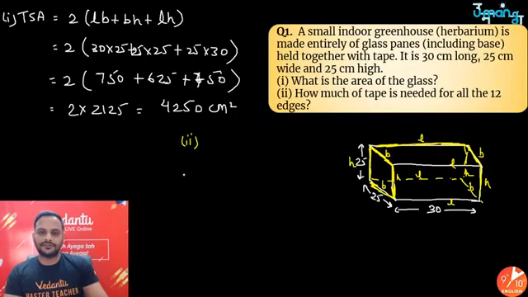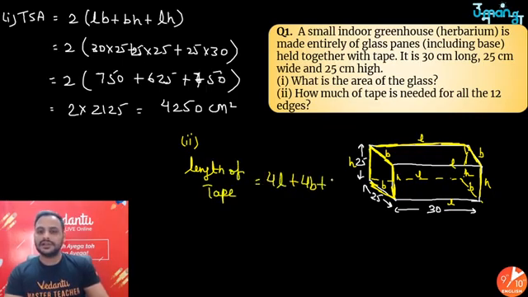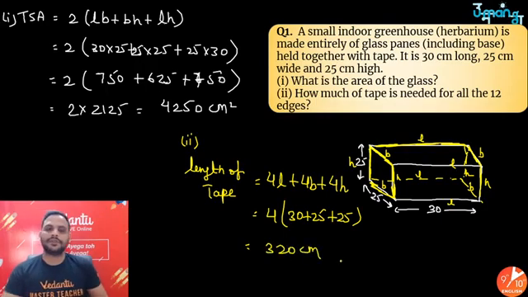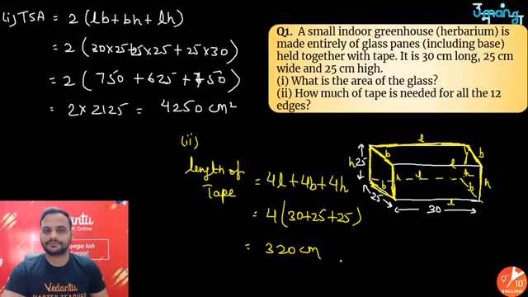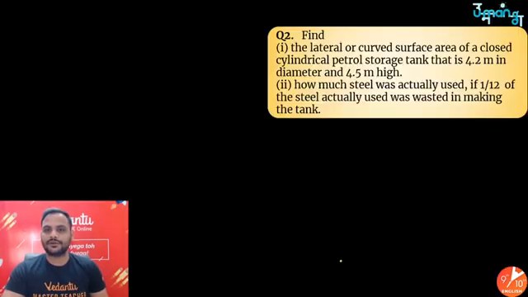So the length of tape needed will be equal to 4 times L plus 4 times B plus 4 times H. Simple, look at the diagram. So 4 times of 30 plus 25 plus 25, which is 4 into 80, and 4 into 80 is 320 centimeters. So this is the length of tape required for all the 12 edges. Okay. Alright, let's go for the next question.